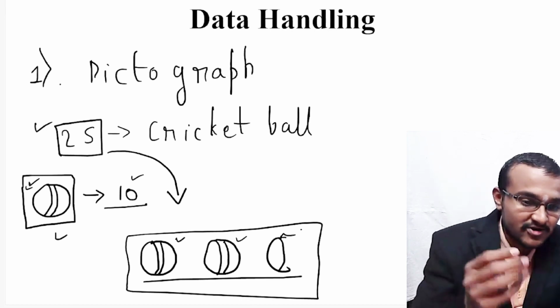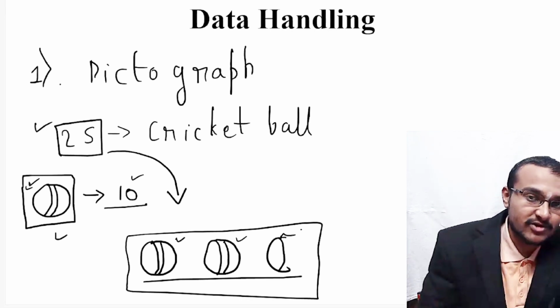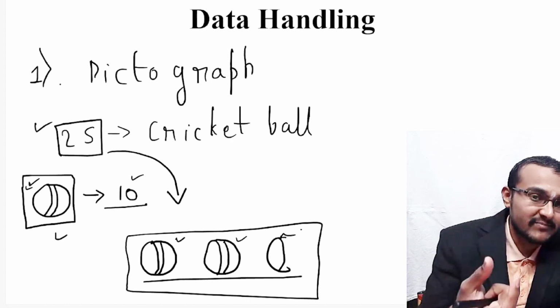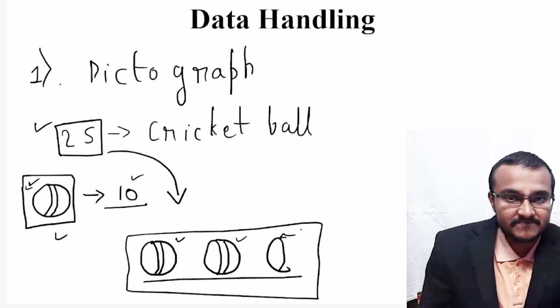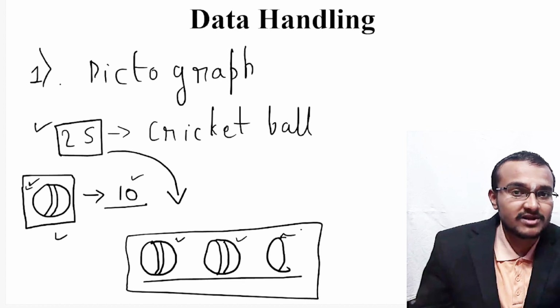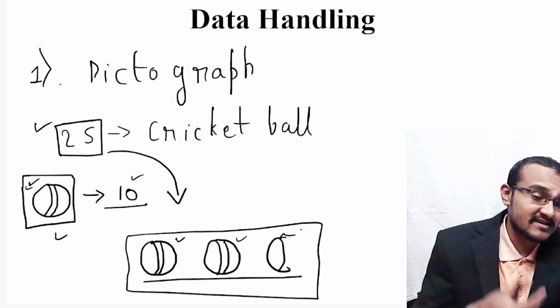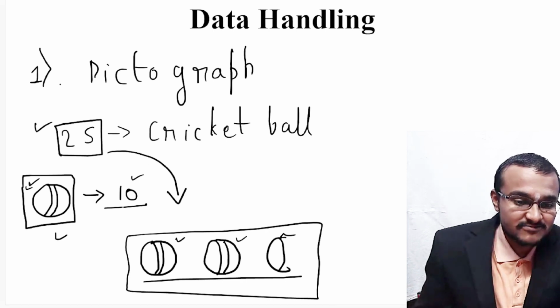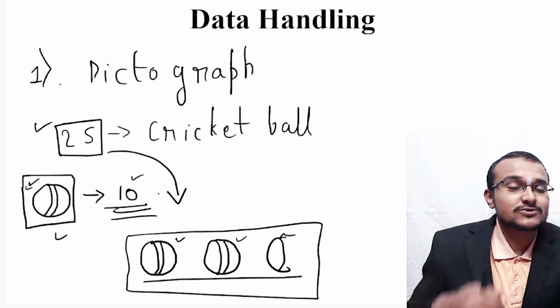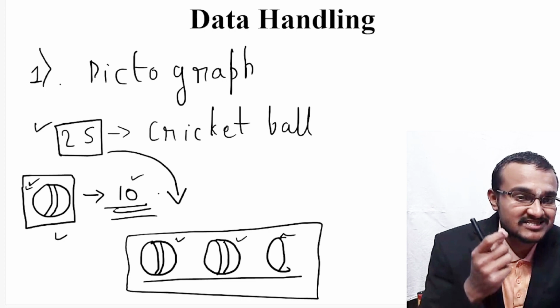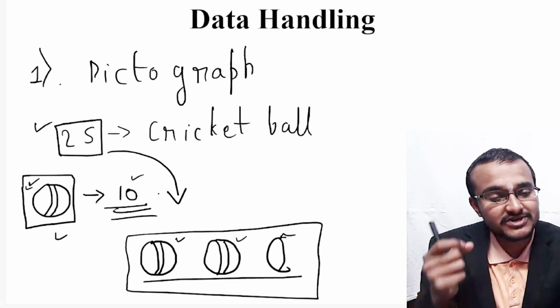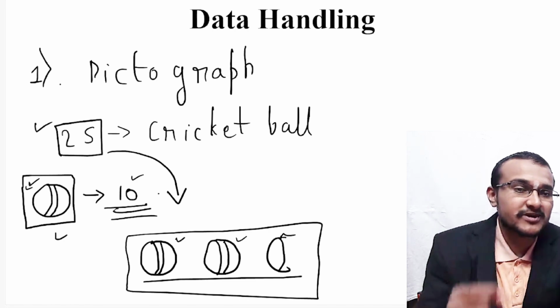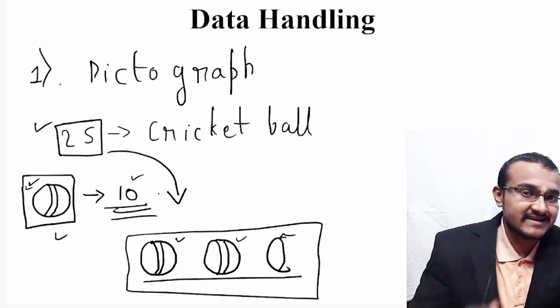Because here you cannot write the image of all 25 balls, you will assign a number for one particular ball, that is 10. So one image of a cricket ball will be 10. Similarly, however many images of a cricket ball you write, you will multiply that with this 10, so you will get the total number of cricket balls. So this is how you should use a pictograph to represent a particular single data.